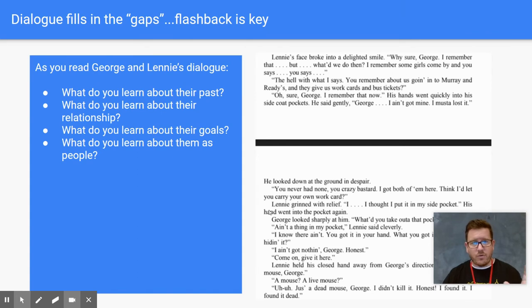All right. So the dialogue between George and Lenny is very important. And this is just one example. As you read George and Lenny's dialogue, I want you to ask yourself these questions. What do you learn about their past? What do you learn about their relationship? What do you learn about their goals? And what do you learn about them as people? This is why we do our character maps. This is all really good evidence for our character maps. So, if I ask you to do a character map of George, what evidence would you pull from the dialogue that George has with Lenny that really shows you who he is as a person?